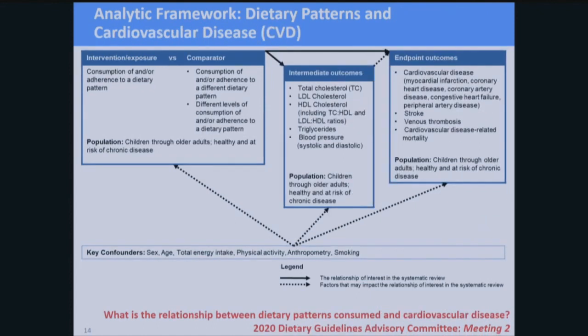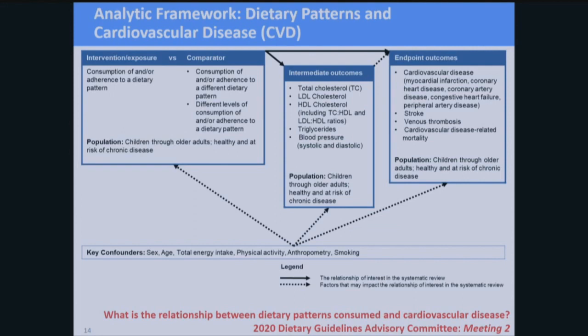Cardiovascular disease is shown on this slide. The analytical framework here illustrates the review of dietary patterns consumed and cardiovascular disease. The intermediate outcomes include total cholesterol, low-density lipoprotein, high-density lipoprotein, triglycerides, and blood pressure. The endpoint outcomes include cardiovascular disease and specifications listed: stroke, venous thrombosis, and cardiovascular disease-related mortality.